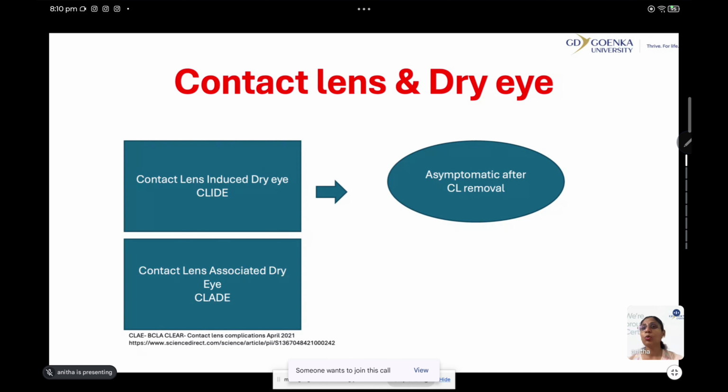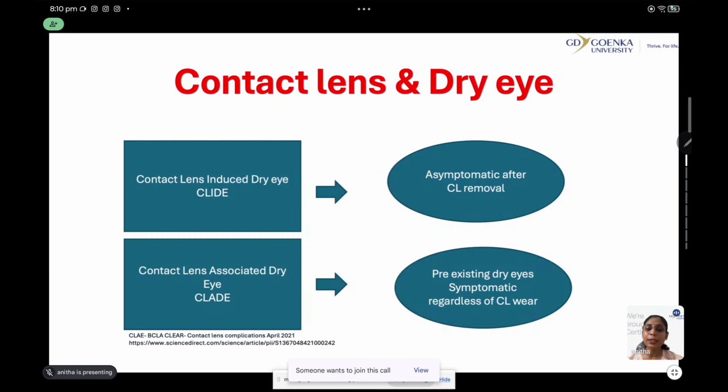Those are the people who have contact lens induced dry eye. Now, what is contact lens associated dry eye? These are the kind of people who already have dry eye and are symptomatic regardless of contact lens wear.